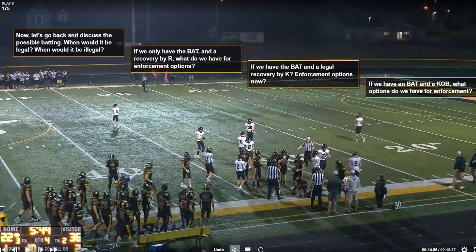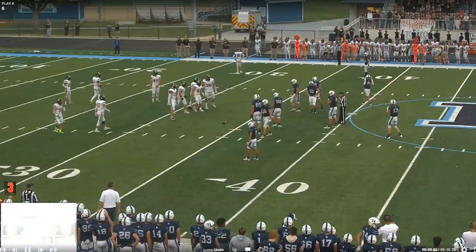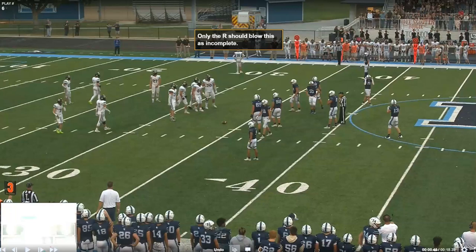Overall, the crew did a very good job. Missed the enforcement by 2 yards. Not the end of the world considering. Most important thing, they gave the right team the right ball in this situation. Okay, this is a really good play.